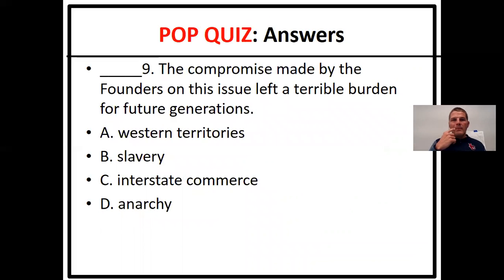Now, this compromise made by the founders on the issue left a terrible burden for future generations. While the Constitution was created, there were a number of compromises. Well, one compromise that had to be made was over the issue of, if you said slavery, you would have been correct. We know that the issue of slavery is going to be a continued issue, which will eventually set the foundation for the Civil War.